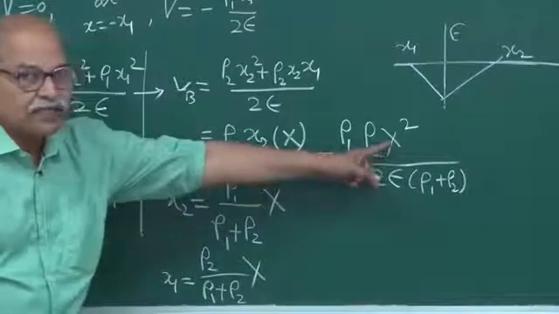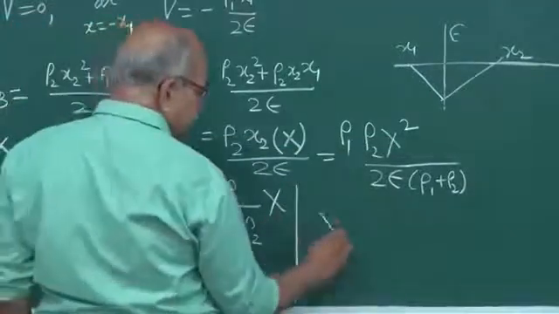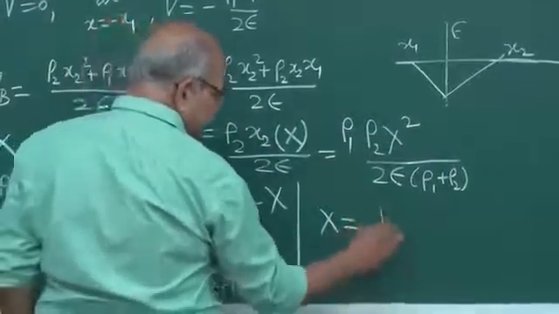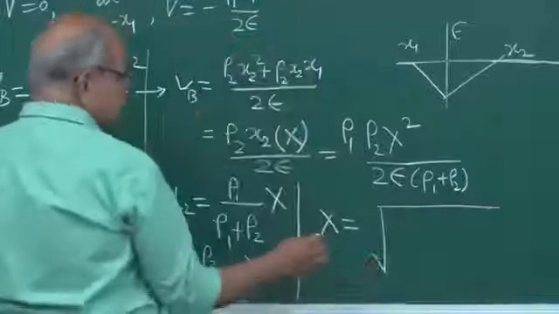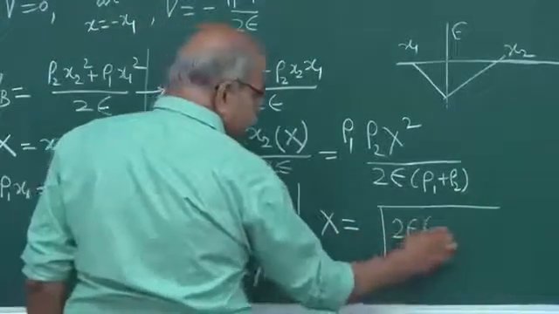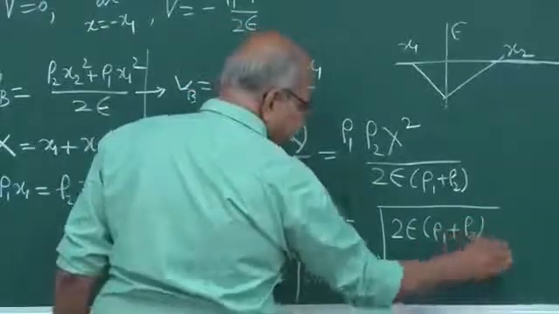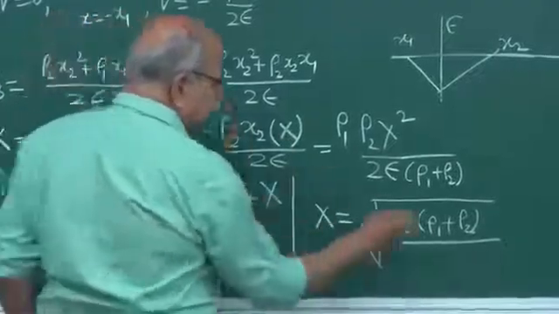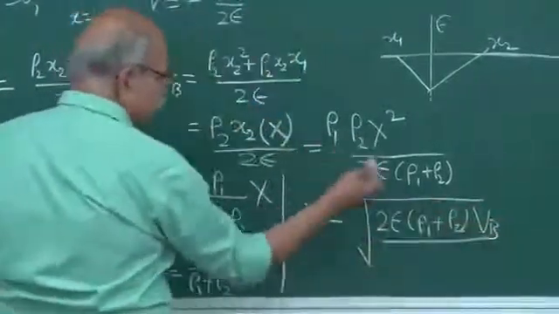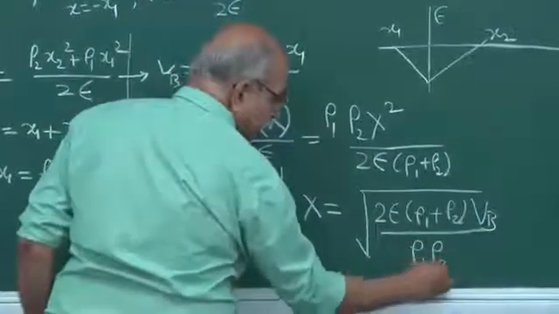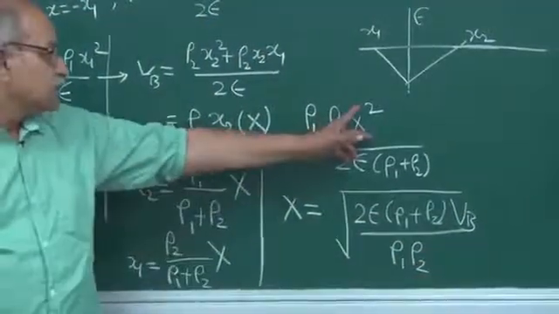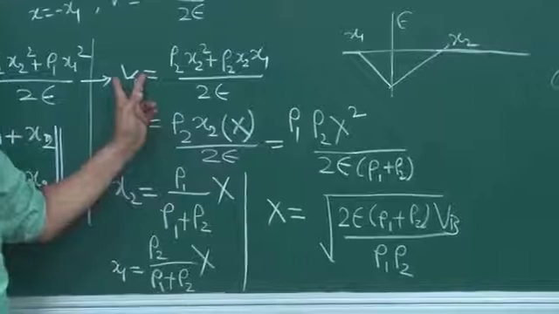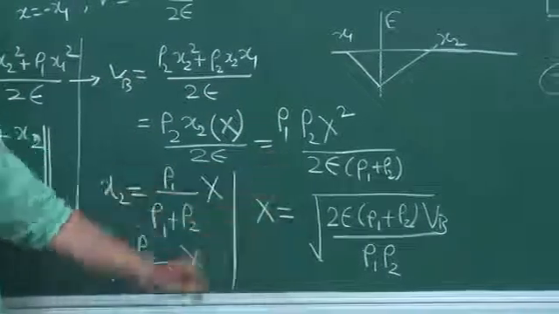So if you want to write capital X from here, this capital X will be, take this thing here and this thing down and then square root of it. So it is 2 times epsilon rho 1 plus rho 2 divided by this, multiplied by this VB here and divided by this rho 1 rho 2 here. All right, X square. So this will go here, 2 epsilon rho 1 plus rho 2 into VB, and then divided by rho 1 rho 2 and then the square root. So this is it.